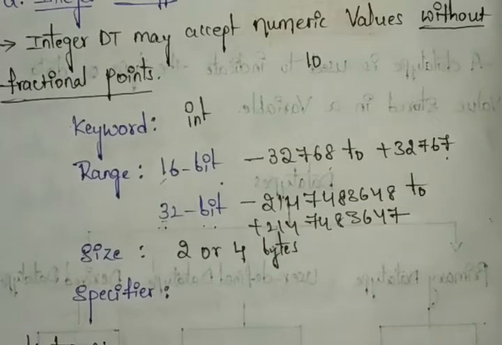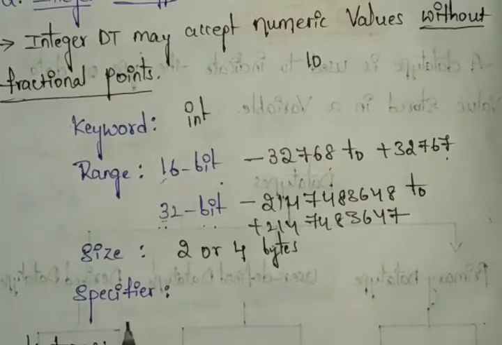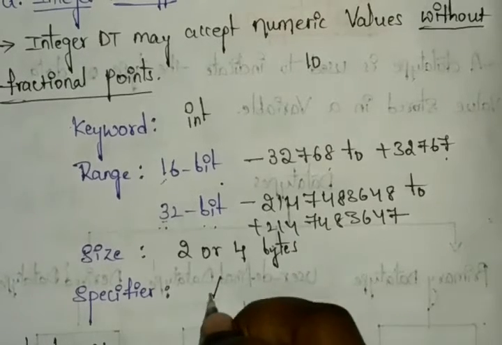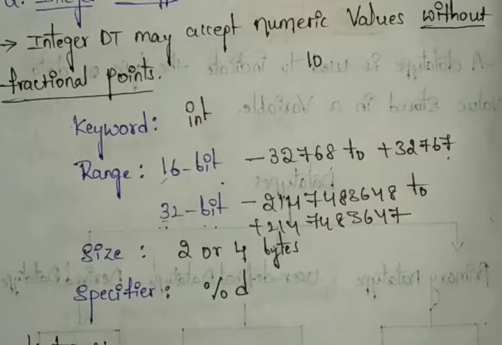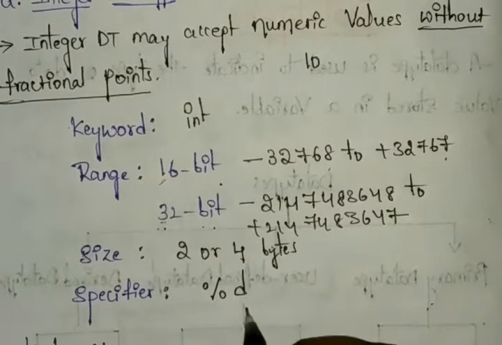Okay, and next we have the specifier for the integer. How do we specify it whenever we are writing our program? At that time, we specify the integer data type in the form of percent d. Actually the integer is I, but why are we giving d? Because this integer data type accepts decimal values. That's why we are giving the d.